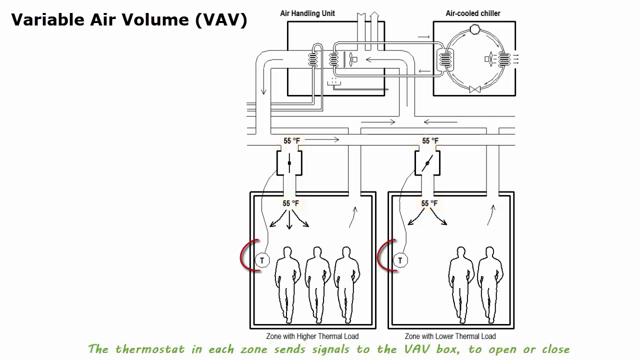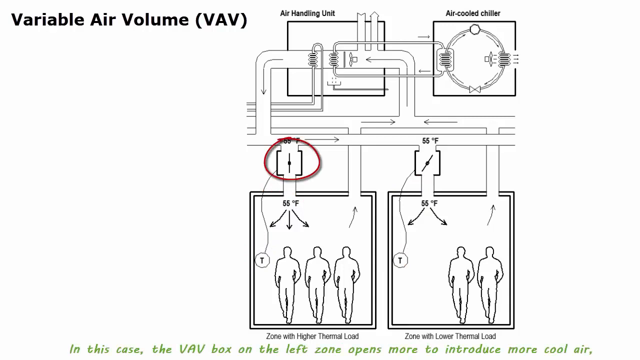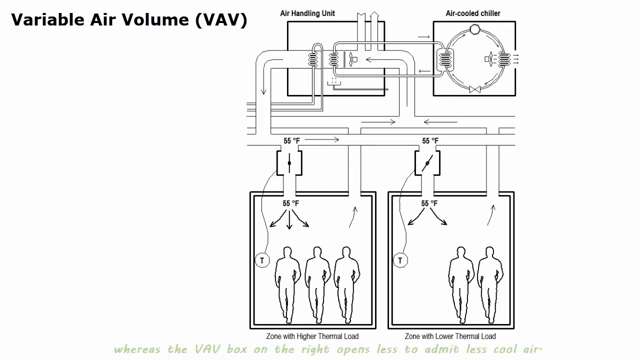The thermostat in each zone sends signals to the VAV box to open or close the damper based upon the needs of the zone. In this case, the VAV box on the left zone opens more to introduce more cool air, whereas the VAV box on the right opens less to emit less cool air.